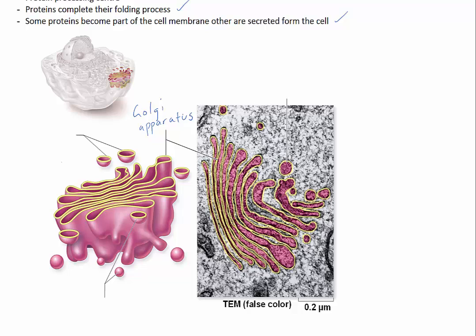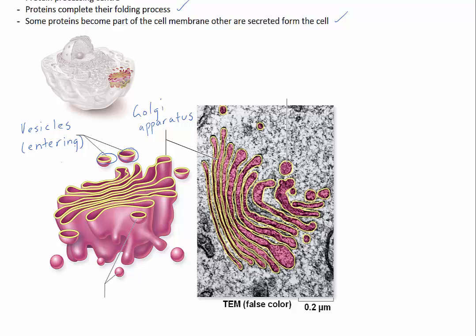So we know that the Golgi apparatus receives vesicles, which contain proteins. So these are vesicles, and these vesicles are actually entering the Golgi apparatus. Once they enter the Golgi apparatus, the proteins that are contained inside the vesicles complete their folding process so that they're fully functional proteins.